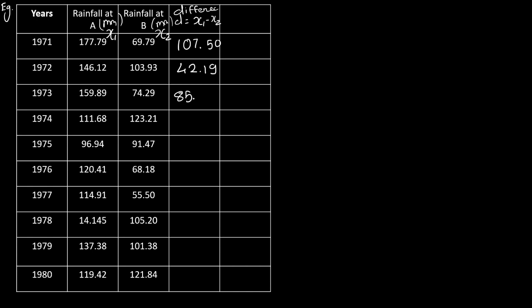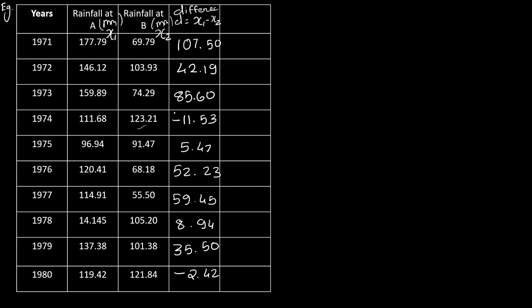Then this is 85.60. Then this one is higher, so this one will go in negatives, that is 11.53, then 5.47, 52.23, 59.45, 8.94, 35.50, and again this one will be in negatives, that is 2.42.